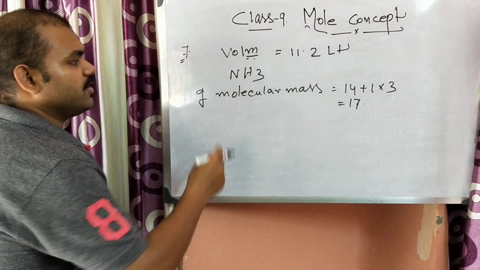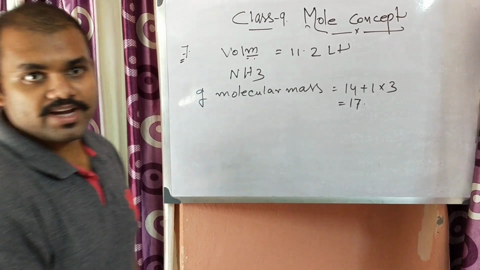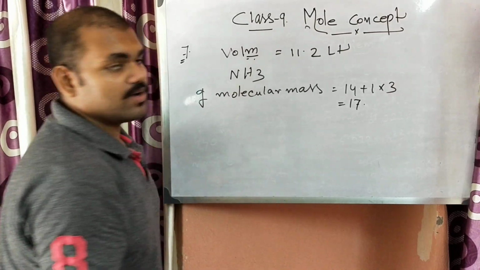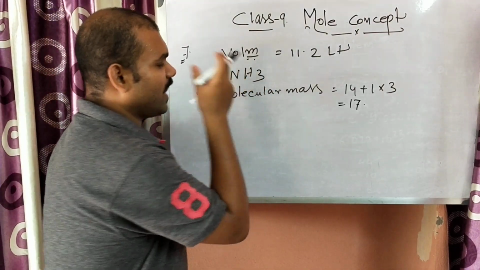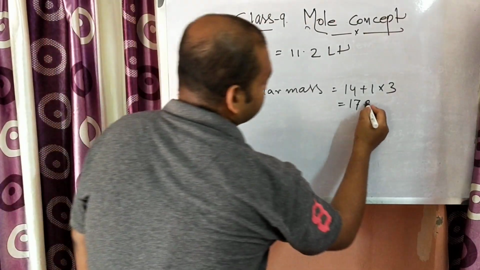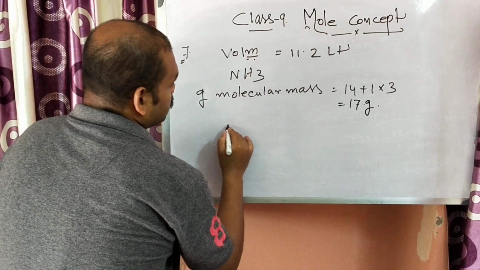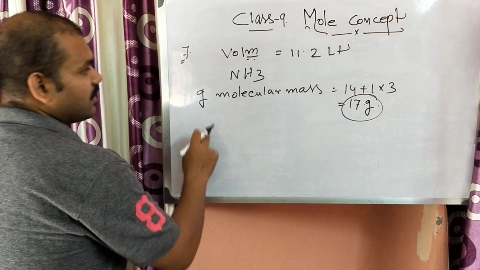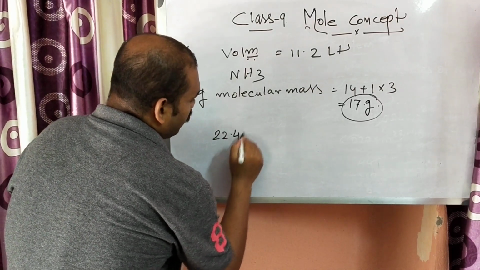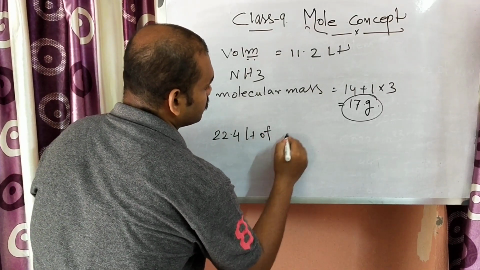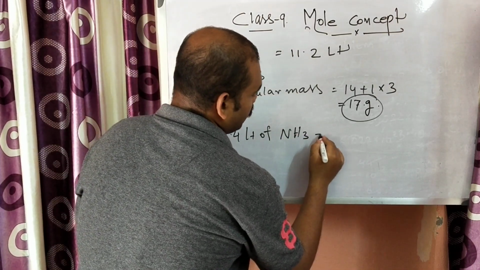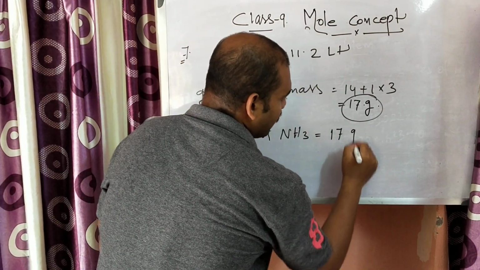So remember the atomic mass of a few elements. Though it will be provided in your exam, you still need to remember a few common ones, like hydrogen, nitrogen, calcium, sulfur, oxygen. So this is the gram molecular mass. So 22.4 liter of NH3 equals 17 gram of NH3.